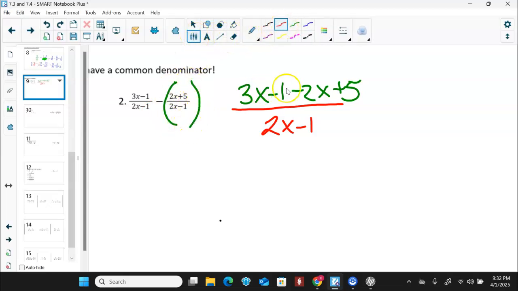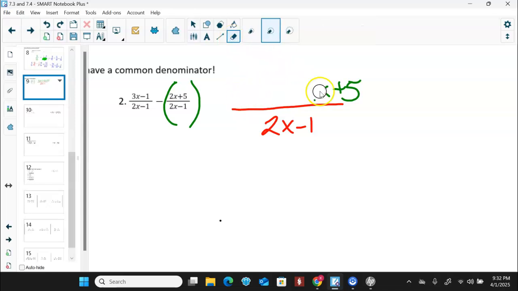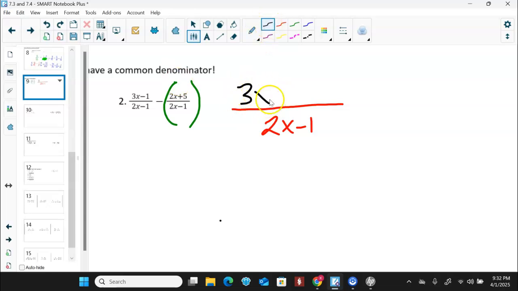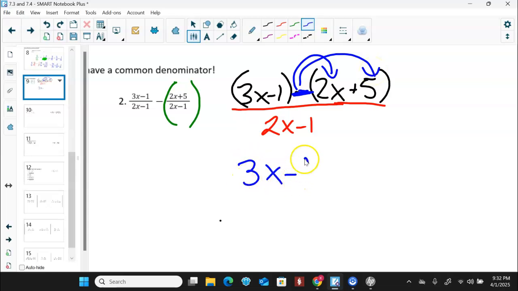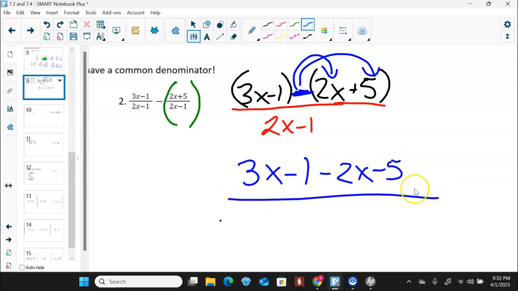So what does that mean? That means you're going to take 3x minus 1 in parentheses, minus the top, which is 2x plus 5, okay? Now, as you notice, you got a negative in the front. When you distribute this negative, you're changing the 2x and the 5, okay? So you're going to change both when you drop these parentheses. So you got 3x minus 1 minus 2x, now minus 5, over 2x minus 1, okay?